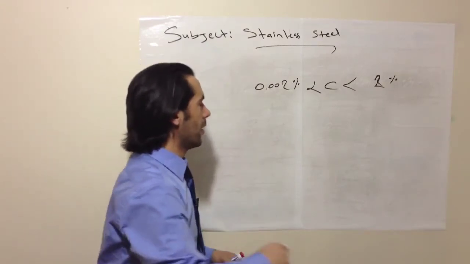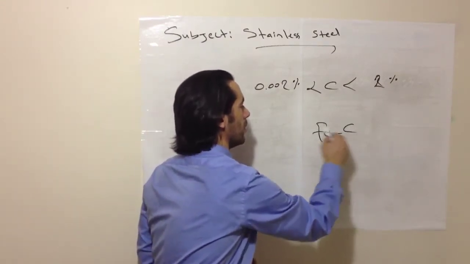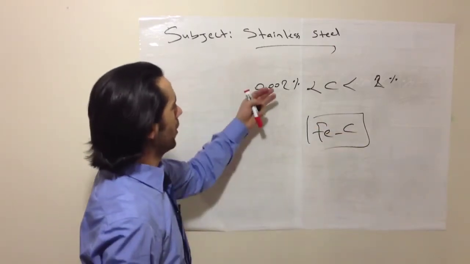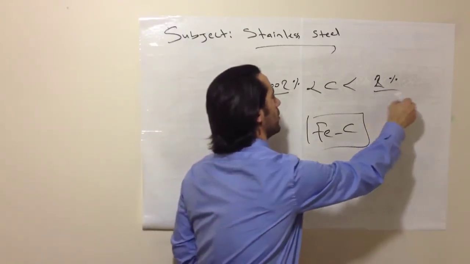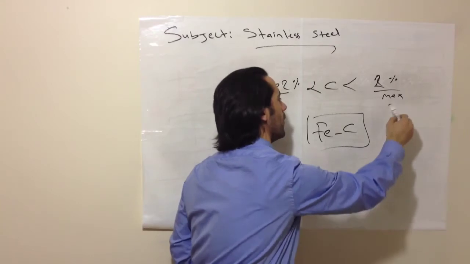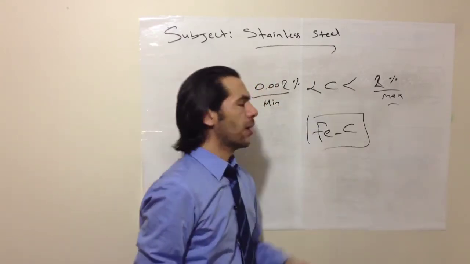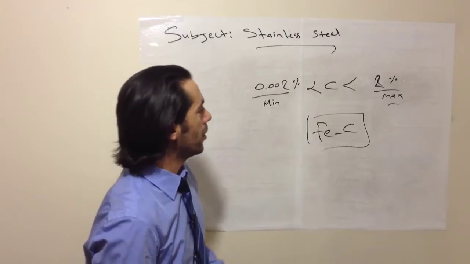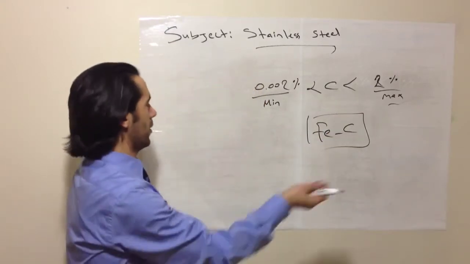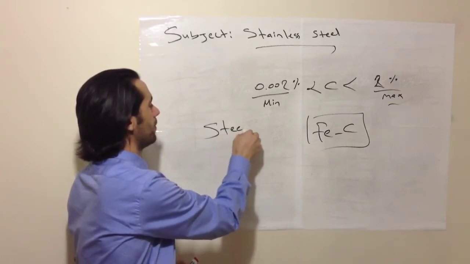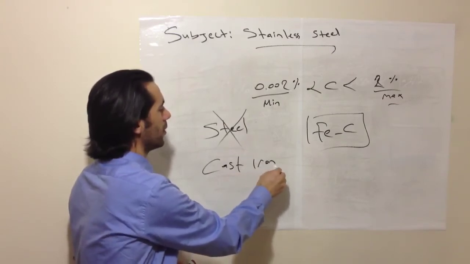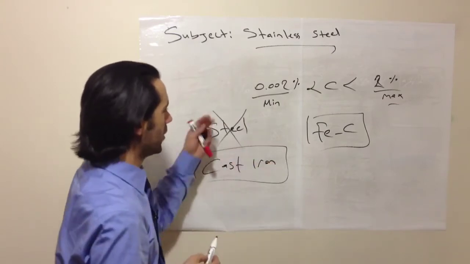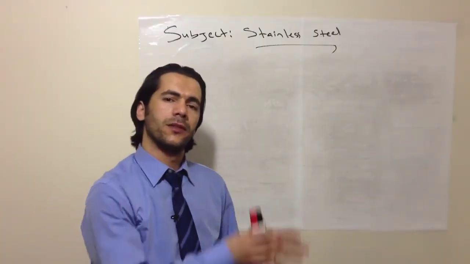Steel is an iron and carbon alloy which contains a minimum carbon content, and this is the maximum. If we have more than 2% carbon in our iron and carbon alloy, that means it's not steel. Don't call it steel, it becomes cast iron, which is more brittle than steel and doesn't have good mechanical properties.